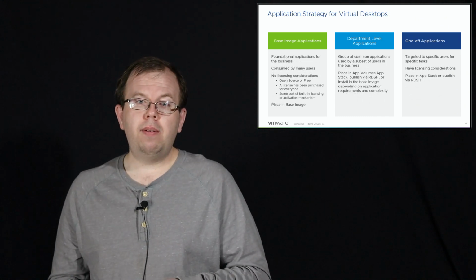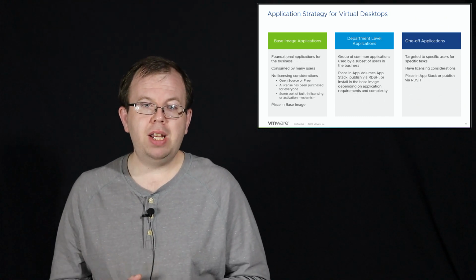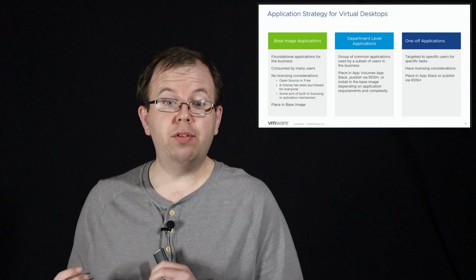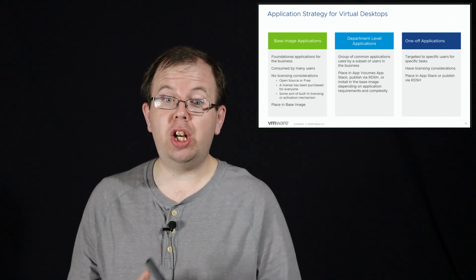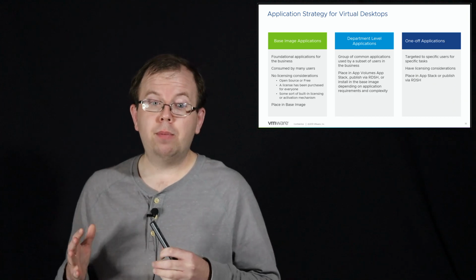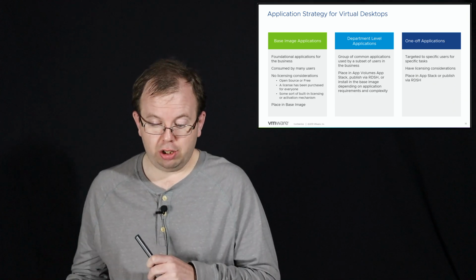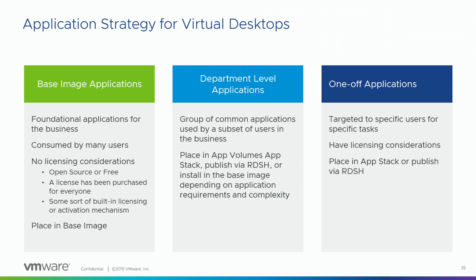So when you're using multiple applications, you may want to think about the strategy for delivering those applications. Obviously, you don't want to bake everything into an image and have multiple images to deal with. What I recommend, if your application is going to be used by 80% of users and/or it doesn't have licensing, put it in the base image, then use tools like app volumes to deliver things at a department level or at a one-off level.